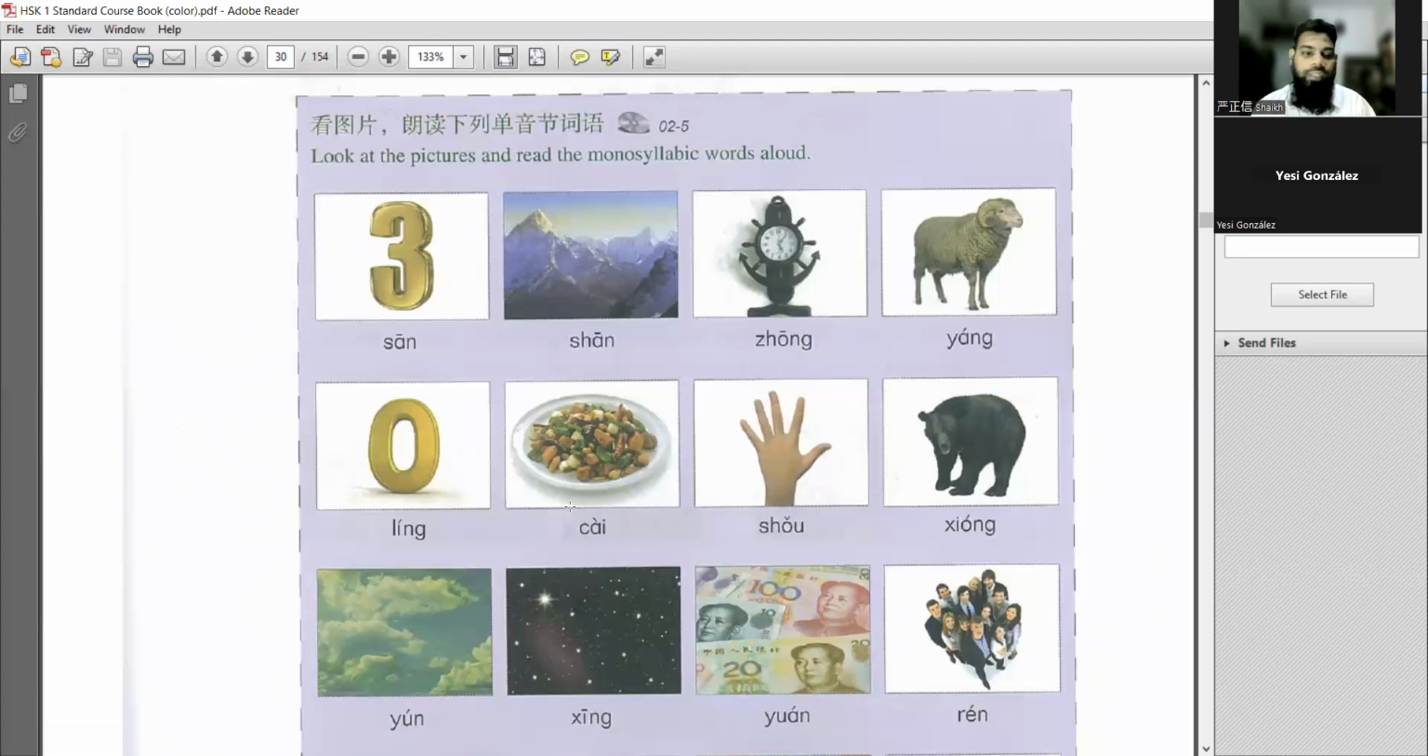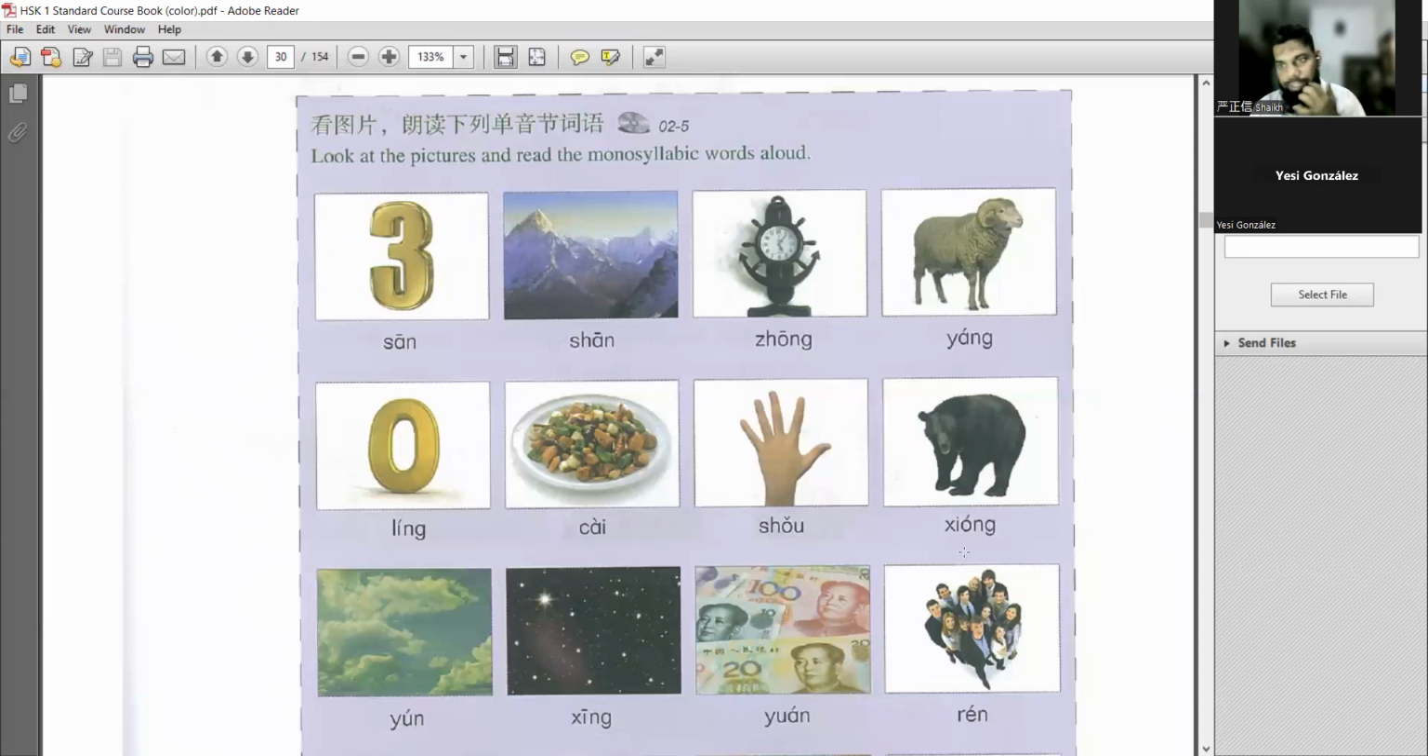And then we have ling. Ling means zero in Chinese. So this is again a number. Ling means zero. And then we have Sai. We have just studied this C. Okay, this is Th. This is Sai.